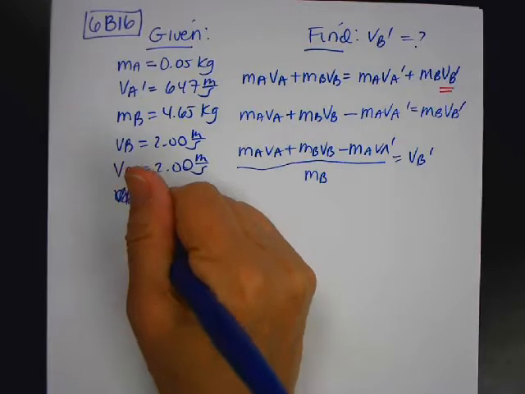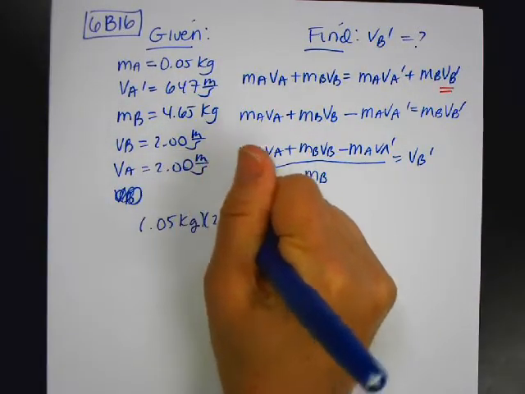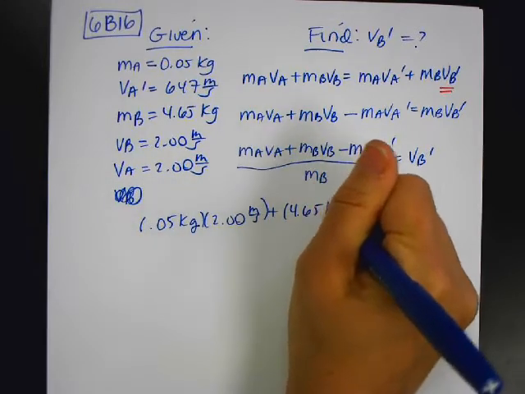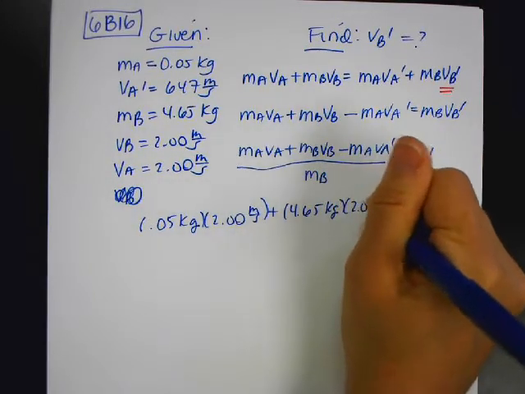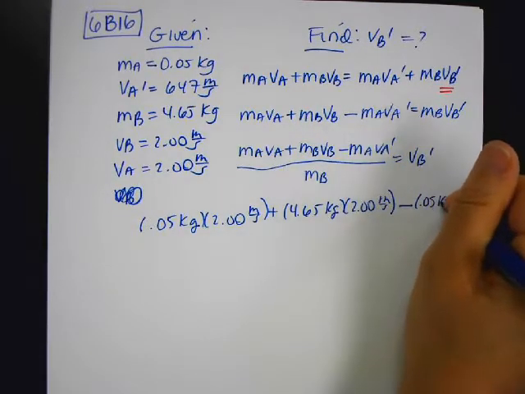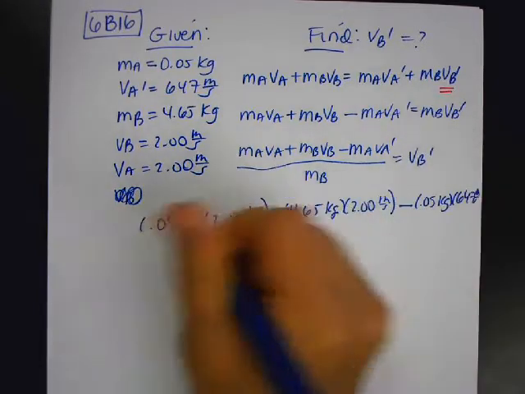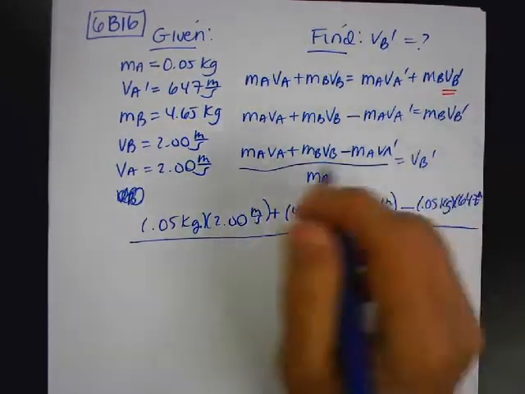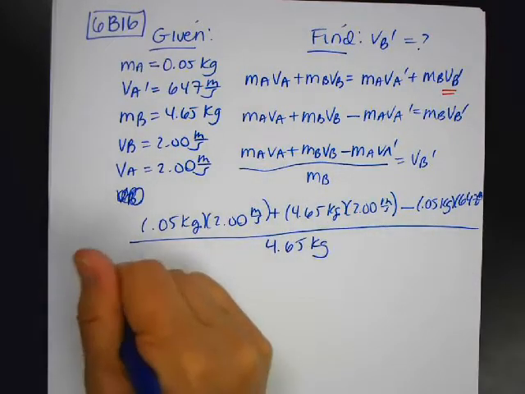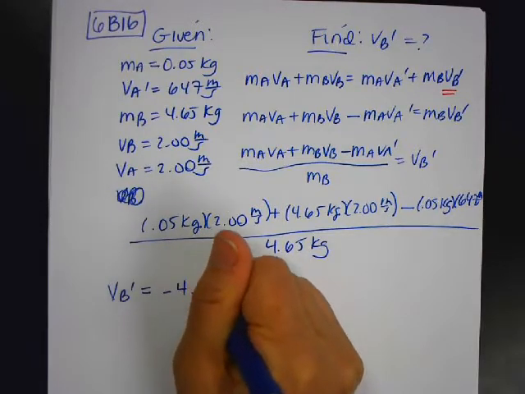So this is going to be 0.05 kilograms times 2 meters per second plus 4.65 kilograms times 2 meters per second minus 0.05 kilograms times 647 meters per second, divided by 4.65 kilograms. So when I do the math, VB prime comes out to be negative 4.9 meters per second.